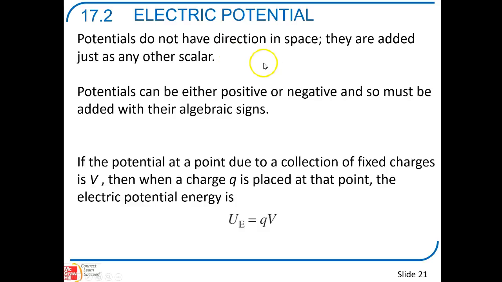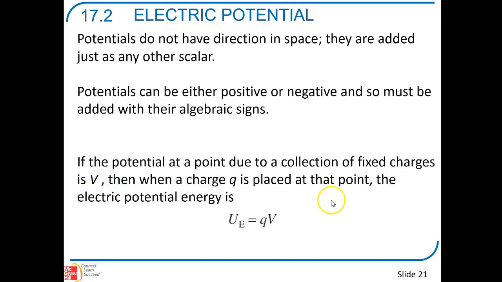They don't really have a direction in space. They're just added like any other scalar. They can be positive or negative. Even though they don't have a direction, they can be positive or negative, and so we have to add them with algebraic signs. If the potential at a point due to a collection of fixed charges is V, and we have a charge Q, then the potential energy is Q times that potential. So really easy equation to work with.